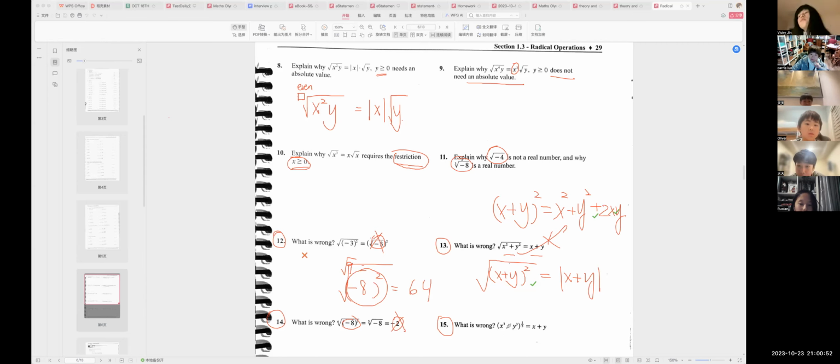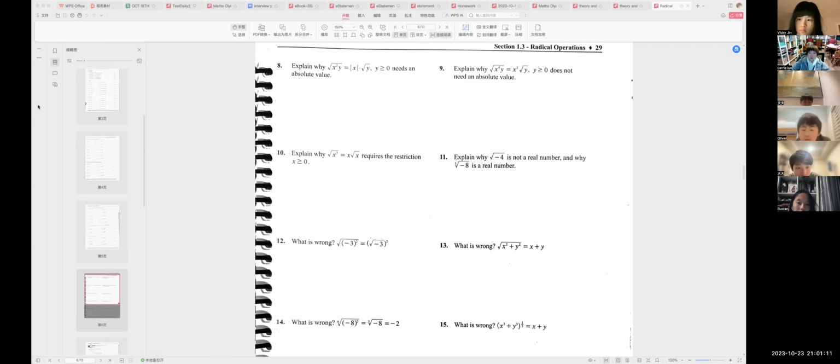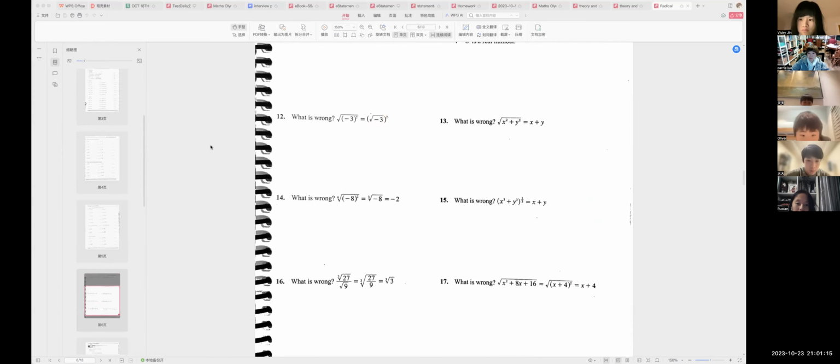So what's wrong here? When you have plus, you cannot just do the thing. If they have x power 3 and y power 3 and a power of 1 over 3, then you can do xy. But if it is plus, you cannot just do that, something like that. Get it, everybody? Okay, so this is a part. Don't forget to put the absolute value if they sometimes need it, okay?